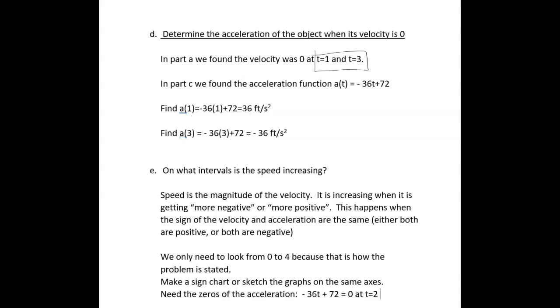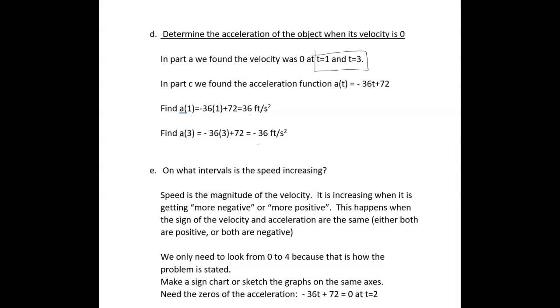You get 36 feet per second squared. And to find the acceleration at 3, everywhere you had a t in your acceleration function, you put a 3. And it turns out you get negative 36 feet per second squared. So you find where the velocity was 0, take those times and plug each of them into the acceleration function.